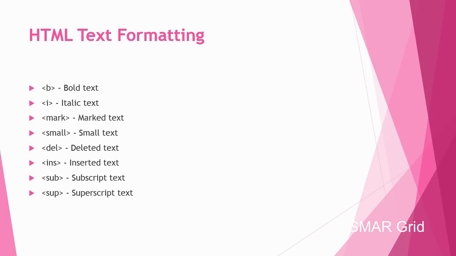And going forward, we have a few HTML formatting elements: bold, italic, marked, small, deleted, inserted, subscript, and superscript. Bold means the text will be in a bold font, and italic means the text will be in italic font. In mark, it will be a selected format, with a yellow selection.